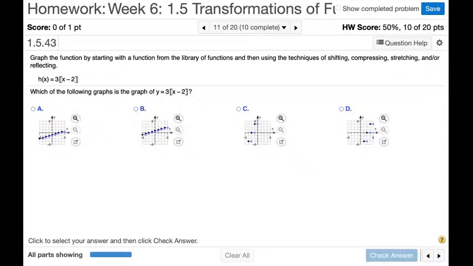So this is going to be a step function. We go right 2 and stretch it vertically. So it's not A or B because they didn't get stretched. They got compressed. And then we say we go right 2. This one looked like it went to the left. This one went to the right. So we're going to go with D.